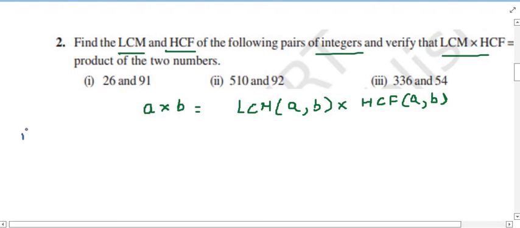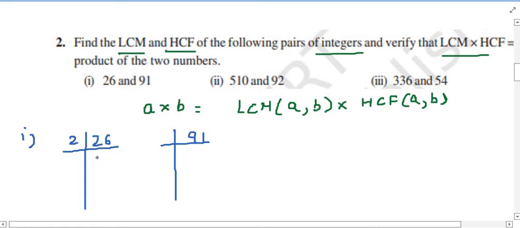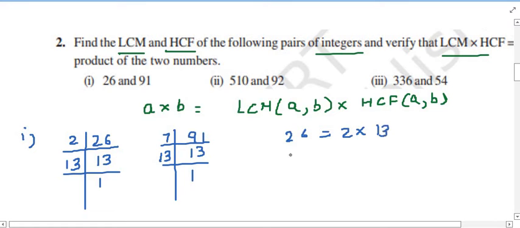In the first one, we will first find the LCM and HCF of 26 and 91. Start with the prime factors. Start with 26. It's divisible by 2. Then it will be 13. 13 is itself a prime number. Then 1. 91 is divisible by 7. 7 times 13 is 91. 13 is a prime number, it's 1. So the prime factors of 26 are 2 times 13. 91, it is 7 times 13.